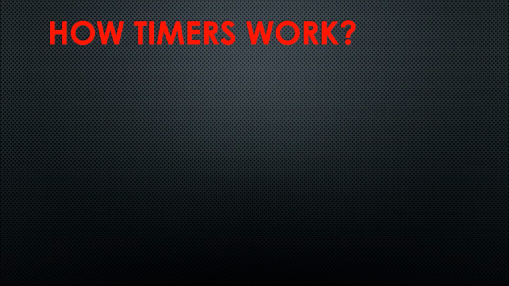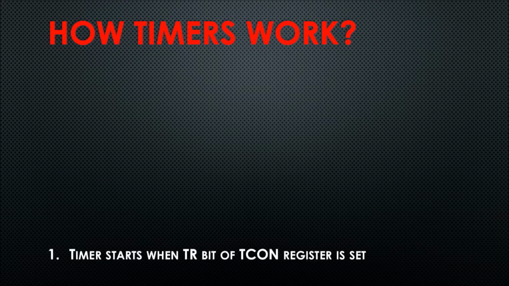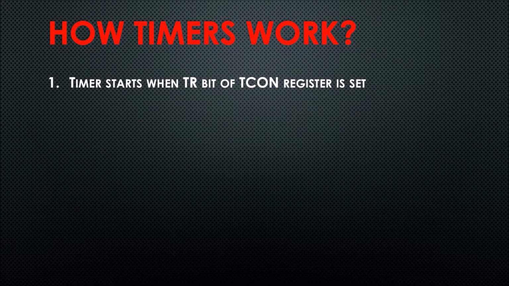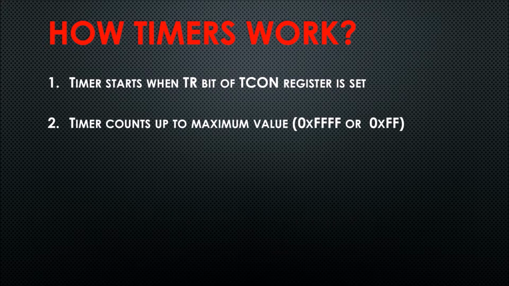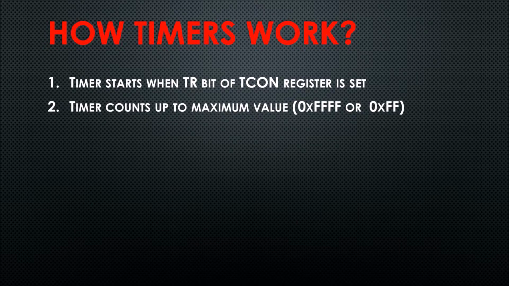In this lecture, we shall see how timers work and how we can handle timer modes 1 and 2. Timer starts when TR bit of TCON register is set. TR0 bit is used to start or stop timer 0 while TR1 bit is used for timer 1. Timer starts counting from 0 or from preloaded value and counts up to maximum limit. This maximum limit is hexadecimal FF for 8-bit timer counter mode and hexadecimal FFFF for 16-bit timer counter mode.